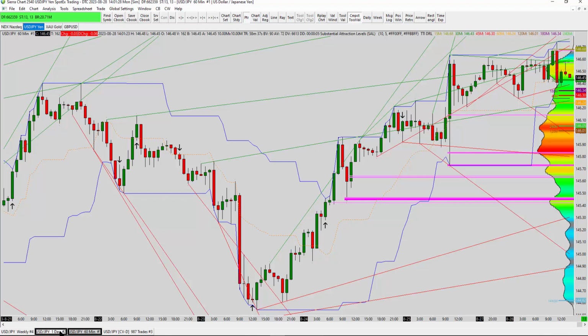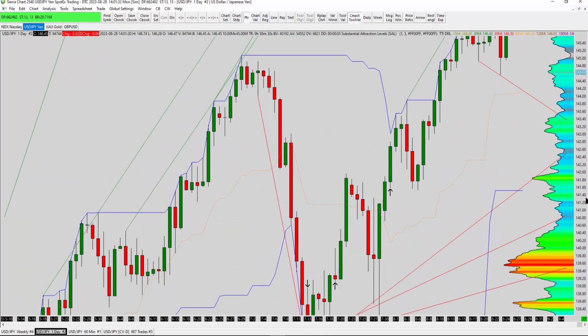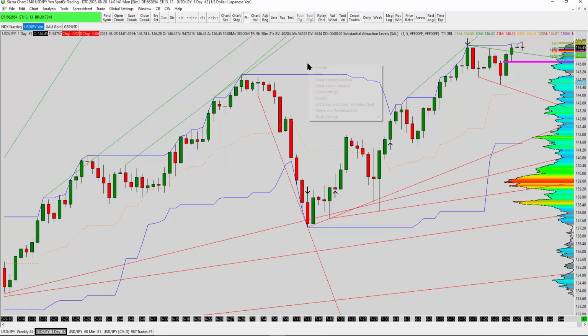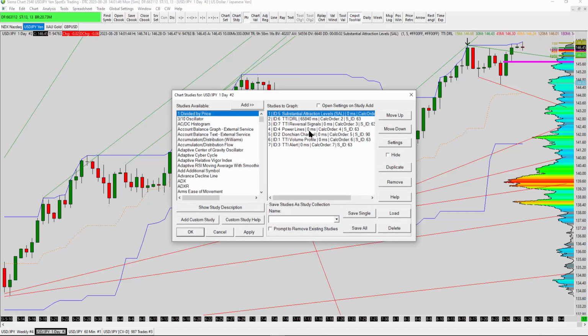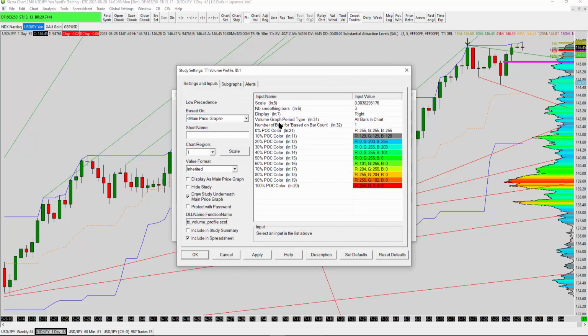Let's first look at the volume profile on the daily. This is the daily chart. You see the chart, the nice colors and the shapes on the right hand side. It's basically a study or an indicator for Sierra Chart. The volume profile is a comprehensive indicator, but it is designed to be very easy to utilize and understand.